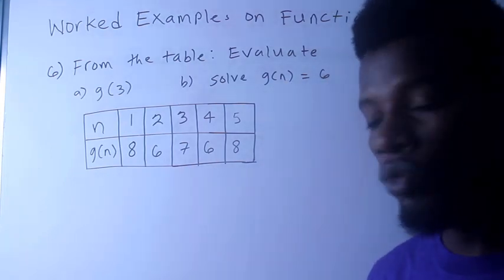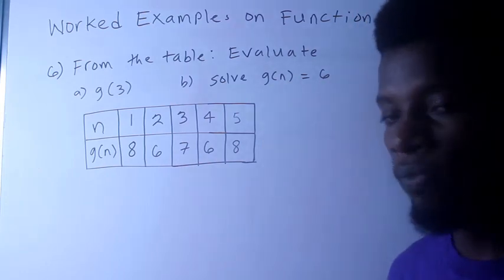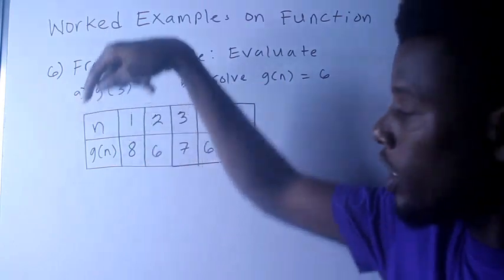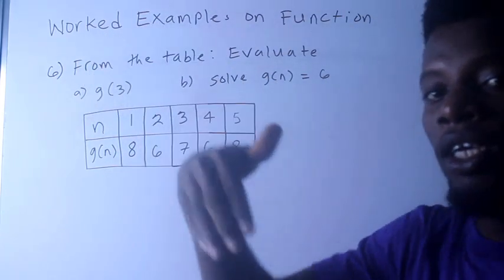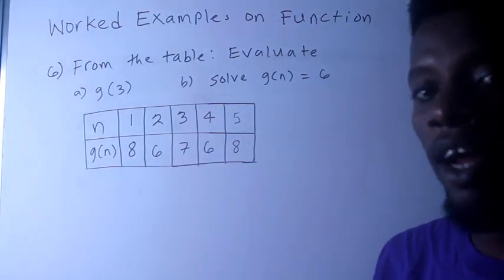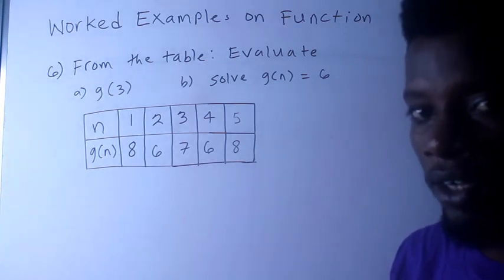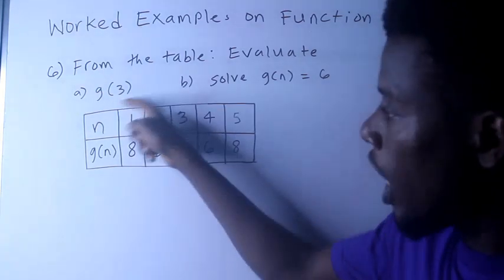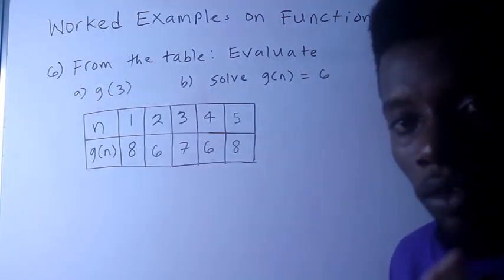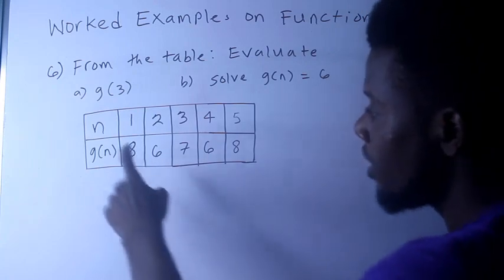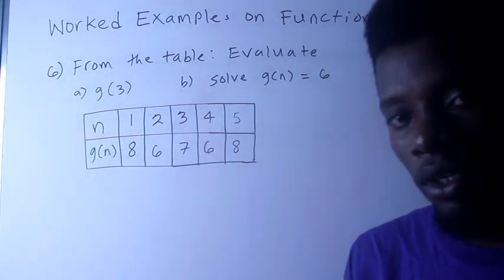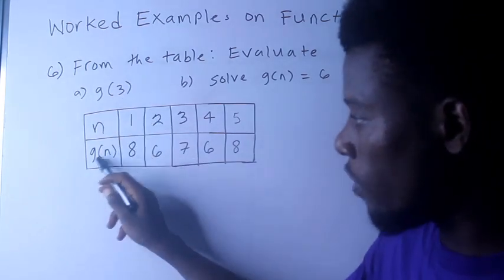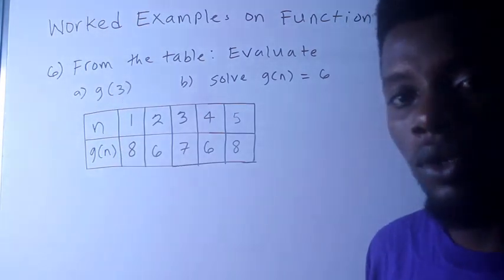So the first thing we will want to do is to evaluate g of 3, right? Remember, if you have g of a particular number, this number inside the parentheses is what we refer to as the input value. It is the first value, the input value. And g of that particular result, the entire thing, is the output value. So the first thing we have to do is to look at this table and then locate n. n in this case is 3. So you have n, you have g of n.